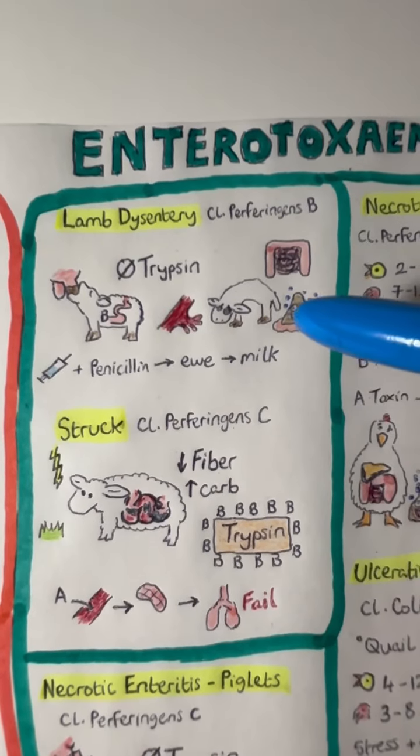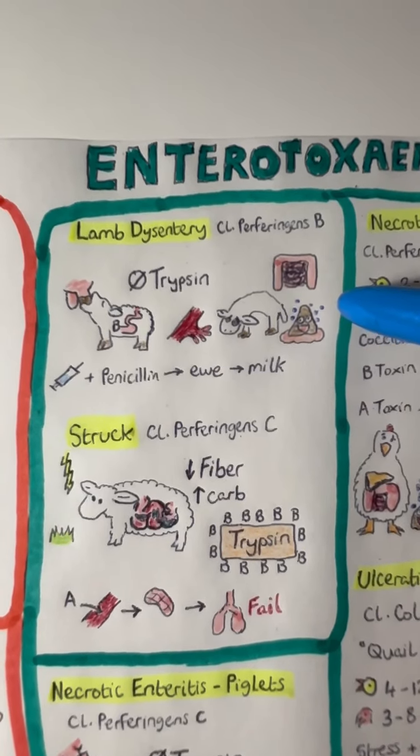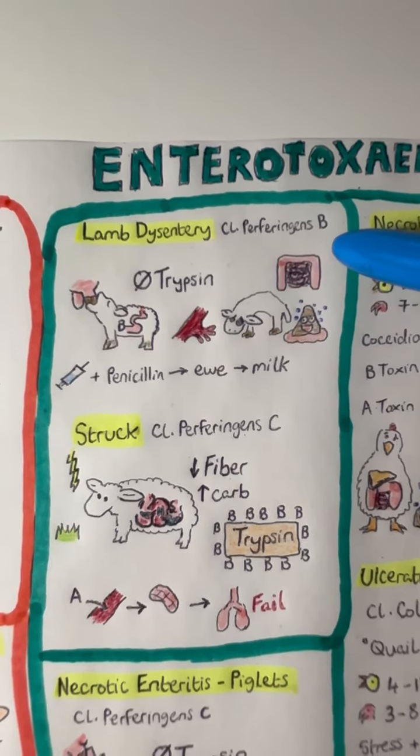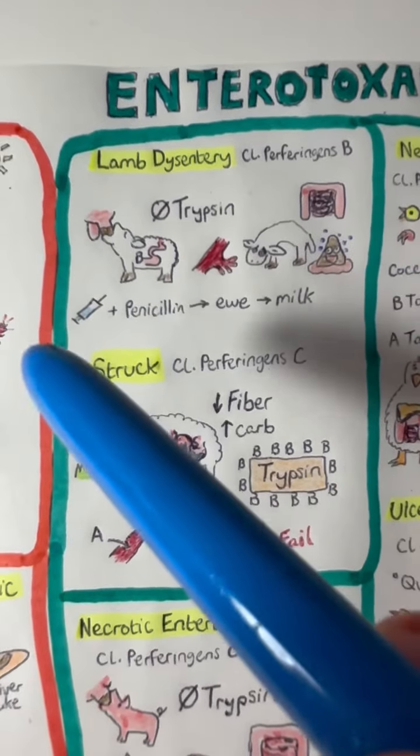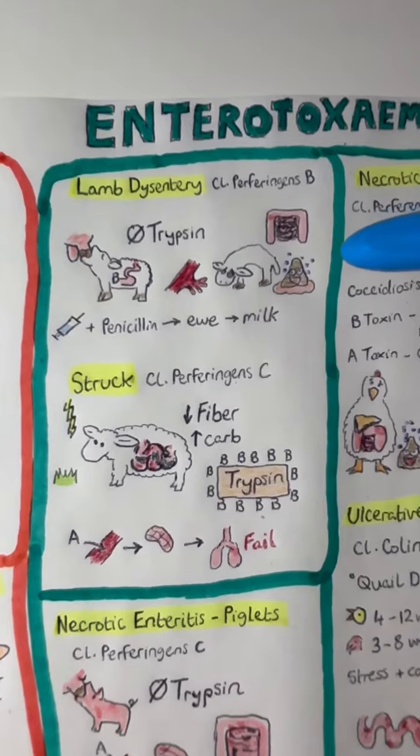The lambs can have hemorrhagic foamy diarrhea. The foam is from the carb fermentation, and there will also be necrosis of the small intestines. To prevent this, vaccines and penicillins are given to the mother, as they will then pass it on in their milk.